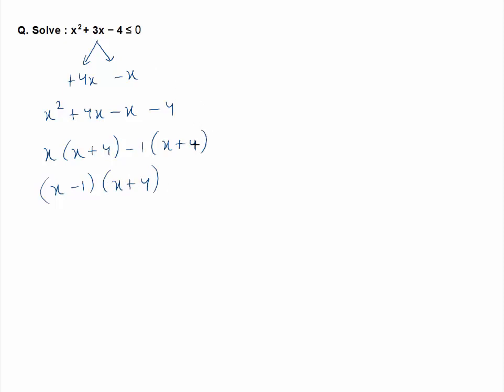So we want this to be less than or equal to 0, so we need to solve for this. The first step is we factorize it, which we just did. Now next we find the points which we need to plot on the real axis. So x minus 1 equals 0, we get x as 1. Now next is x plus 4 equals 0, we get x as minus 4. So these are the 2 points which we need to plot.